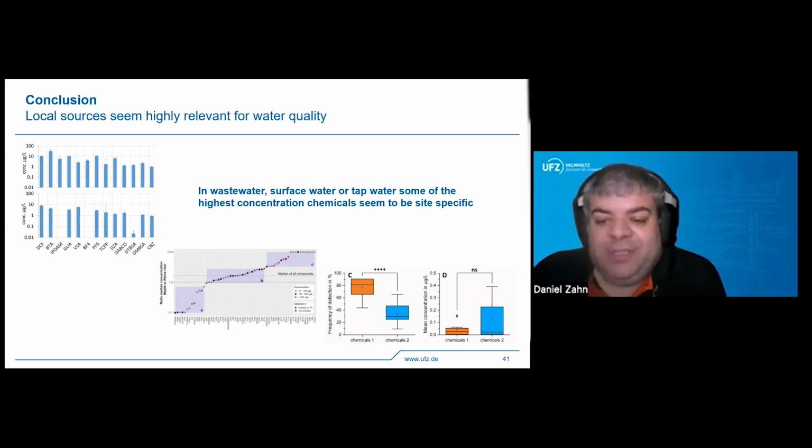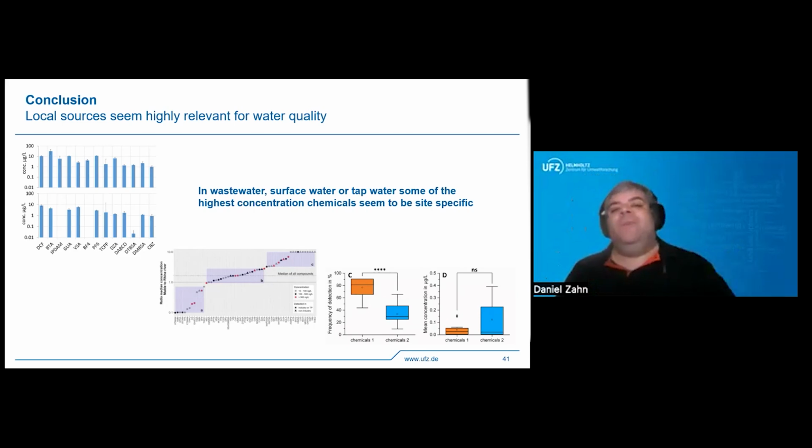And in our tap water, we also saw we have those less frequently detected chemicals that contain some of the highest concentrations. So local sources seem to be very relevant for PM chemicals and for water quality. So we have to have a closer look. The problem with these less frequently detected chemicals is that they might easily escape screening approaches if you don't have the right samples.